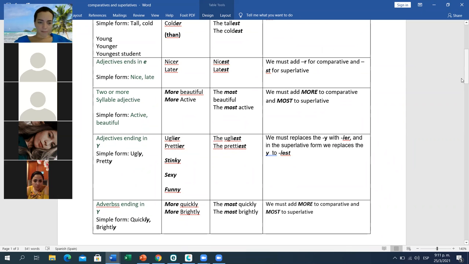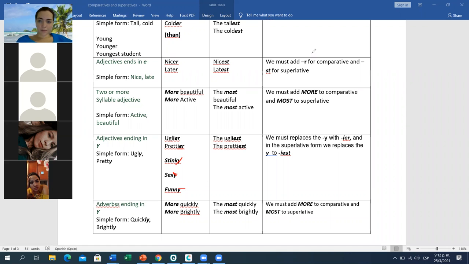No, teacher. Then remember that we have adjectives ending in Y. Why? Yes, that is, as ugly, pretty, stinky, sexy, funny, they're ending in Y. What's the rule? We just omit the Y and we change it by these three, I-E-R, okay? So in this case, it will be stinkier, sexier, funnier, okay?